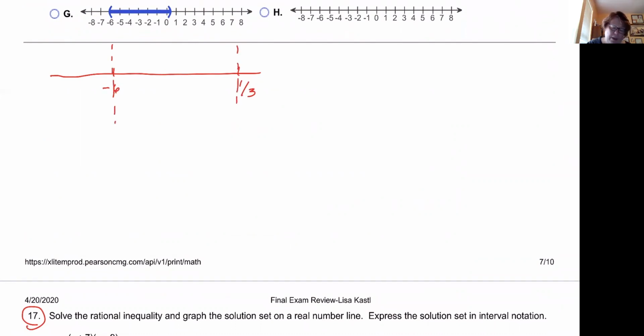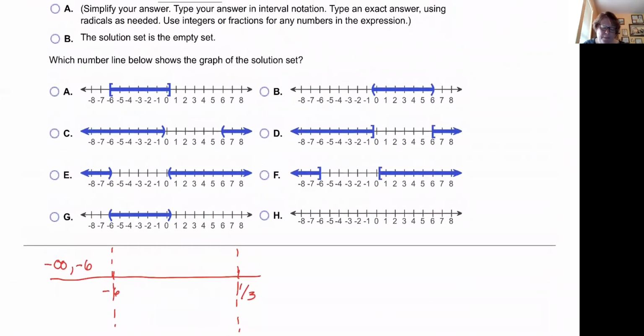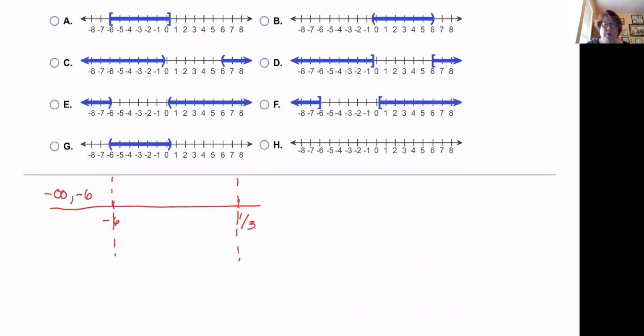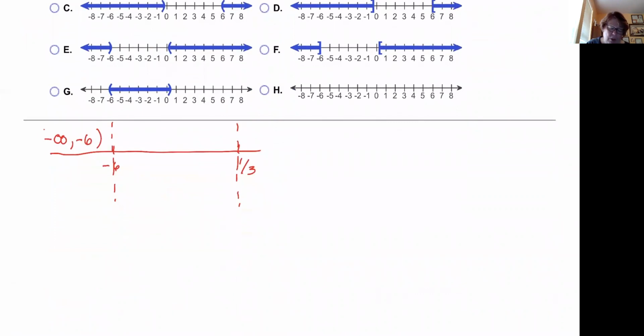So these 2 points break my number line up into 3 intervals from negative infinity to negative 6, excuse me. And let me go back up real quick and look at this inequality. It is less than. So I'm going to have parentheses on everything, no brackets, because at no point am I going to have equals, because it's just a less than. So no brackets. So the next interval would be from negative 6 to 1/3, and then from 1/3 to infinity.